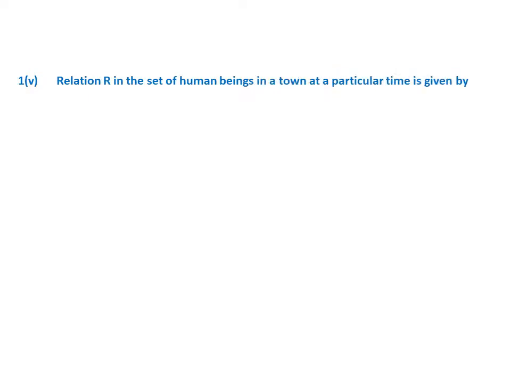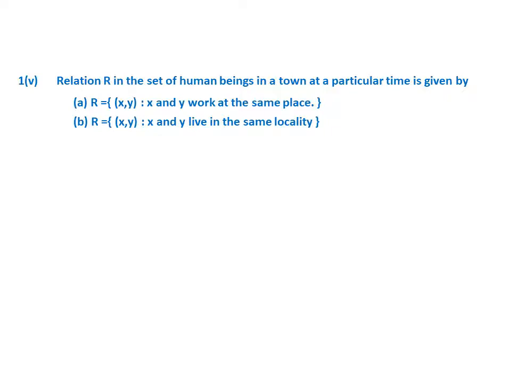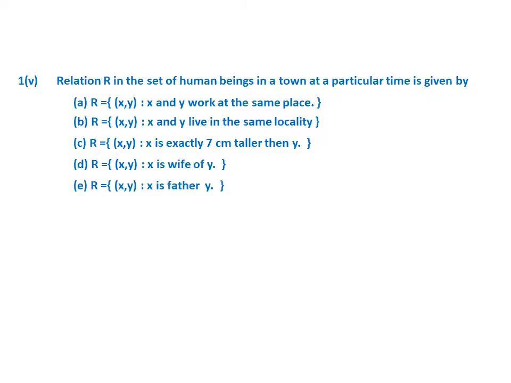Next question. A relation R in the set of human beings in a town at a particular time is given by: A, R is (x, y) such that x and y work at the same place. B, R is (x, y) such that x and y live in the same locality. C, (x, y) such that x is exactly 7 centimeters taller than y. Then D, R such that x is wife of y, and E, R (x, y) such that x is father of y.